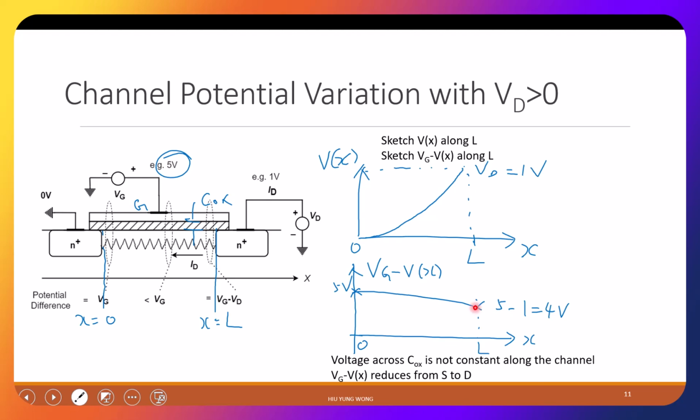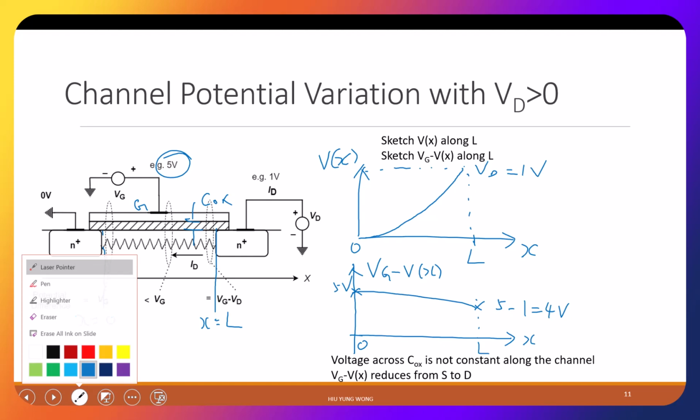Why do I want to draw this? I want you to realize that you're going from left to right in a transistor, but the potential difference between the gate and the channel is changing. It was large at the source and becomes smaller at the drain. So do not think of the transistor as a single point. It's a continuous region, like a waterfall or a river. On the left, the potential difference is 5.